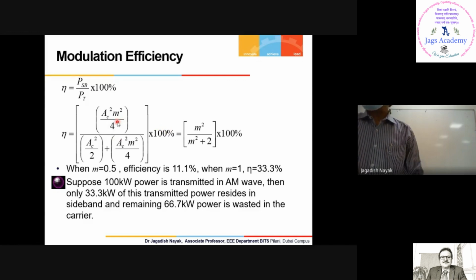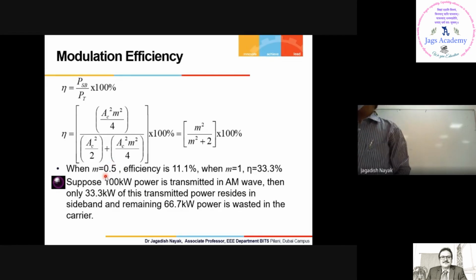So if you solve this, you get m square divided by (m square plus 2), into 100. So this is the equation for modulation efficiency. Fine. Now you can take an example. Suppose m is equal to 0.5.